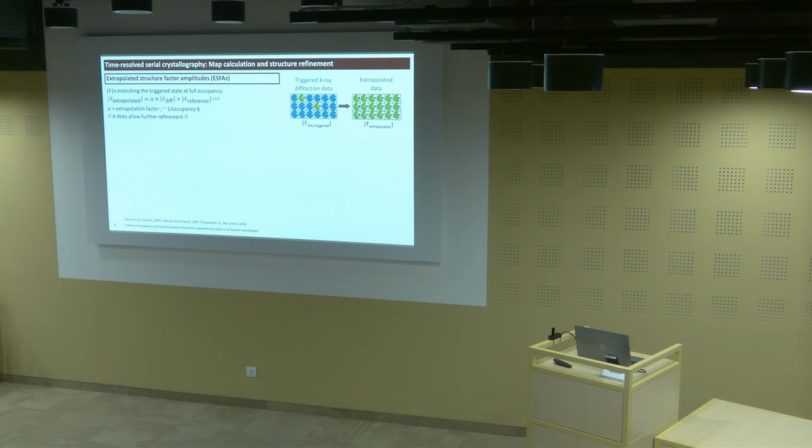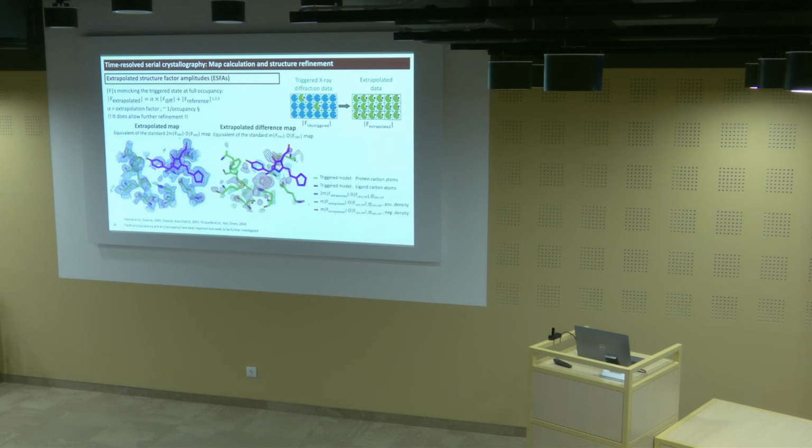So that's why we extrapolate the structure factor amplitudes, and with these structure factor amplitudes we try to mimic a situation in which the full crystal was occupied by the triggered state. And we do so by taking our weighted difference structure factors from the previous slide. We multiply it by an extrapolation factor alpha, which is related to the occupancy, and then we add the reference state again. And these extrapolated structure factor amplitudes can be used as normal structure factor amplitudes, so you can use them for reciprocal space refinement, and you can also use them to calculate maps.